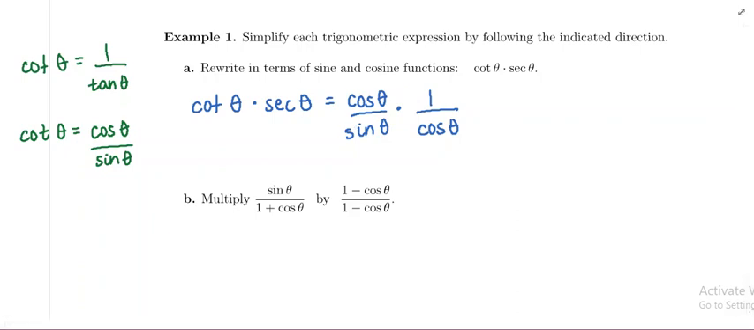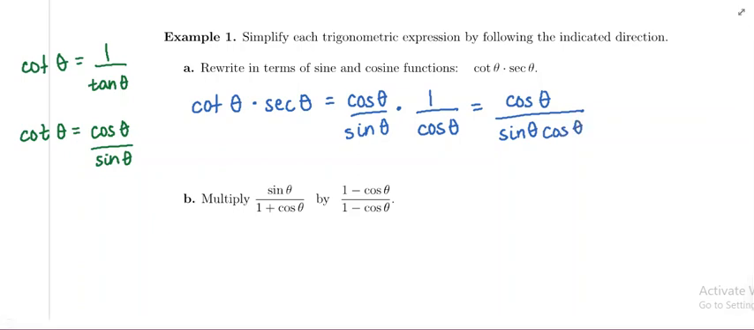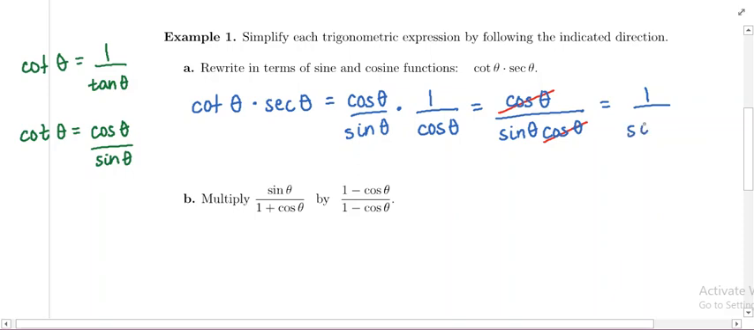You're multiplying fractions here, so you can multiply across the top. 1 times cosine of theta is cosine of theta, over, multiplying across the bottom, sine theta times cosine of theta. Then you realize I've got a cosine in the top and a cosine in the bottom, and I can cancel those. We're left with 1 in the top and sine in the bottom. So this whole expression has simplified to 1 over the sine of theta.